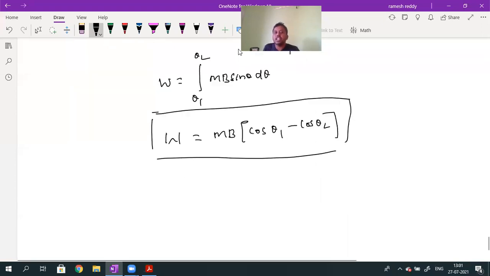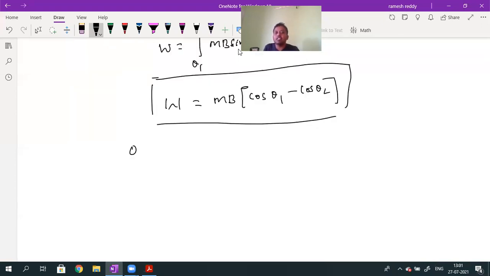For example, initially the bar magnet's θ1 value is equal to 0. Initially the bar magnet is along the direction of B bar. Now I want to rotate the bar magnet through an angle theta. What will the work done be? W will be equal to m into B into cos 0, which is 1, minus cos theta.